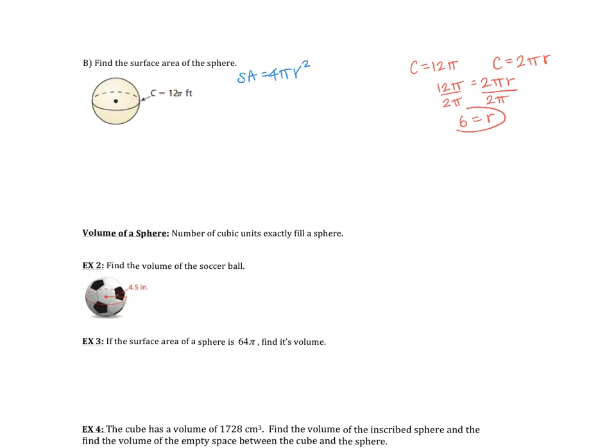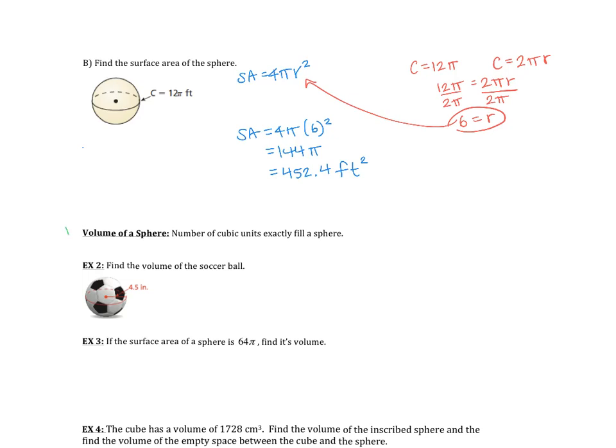We can use this information in our equation. So now we have, for the surface area of our sphere, 4 pi times 6 squared, which becomes 144 pi. Just multiplying 36 times 4. And then when you use your calculator, you get 452.4 feet squared. Okay? So surface area, we're talking about covering the surface. Area, we're talking about square units.